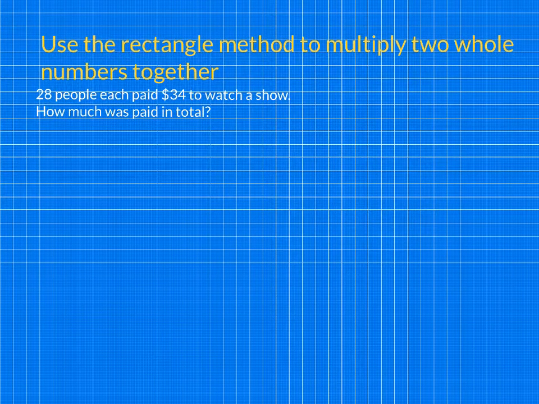Use the rectangular method to multiply two whole numbers together. So let's try and solve this problem. 28 people each paid $34 to watch a show. How much was paid in total?